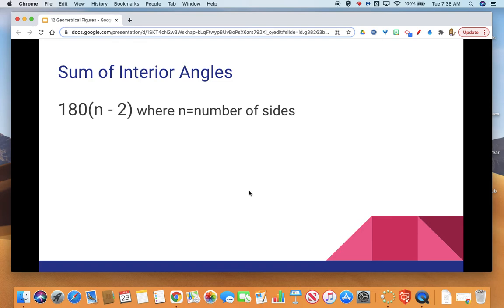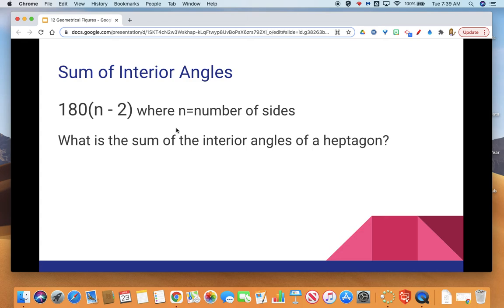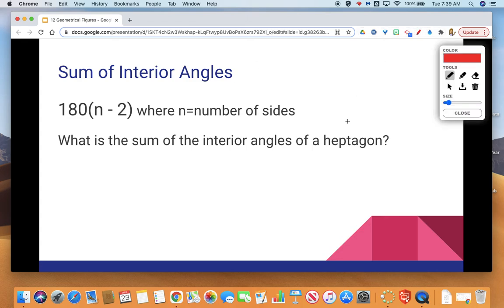Here's our rule. Take the number of sides in your polygon, subtract 2, and then take that number and multiply it by 180. You will get the sum of your interior angles. So let's look. For example, a heptagon is 7 sides. So let's plug in a 7 here.